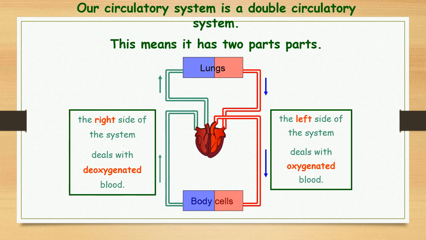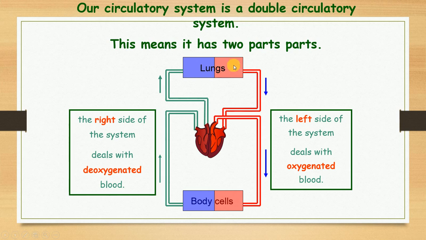It has two parts. As you can see in this illustration as well, this left side is dealing with oxygenated blood, which is represented by this red color, while the deoxygenated blood is on the right-hand side, and it is represented by blue color. We can see this oxygenated blood, which is supplied by the lungs, will come to the heart, and then from the heart it will go to the body cells.